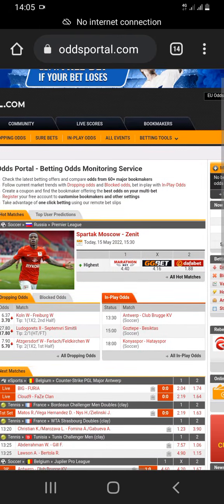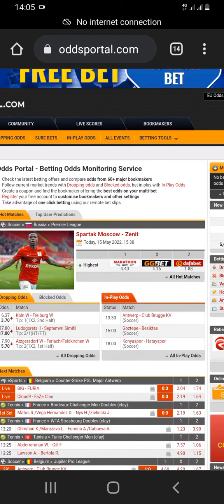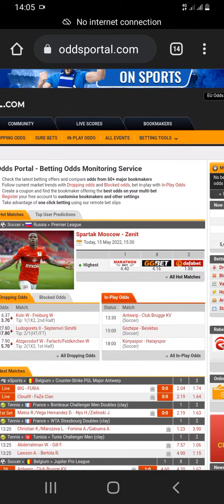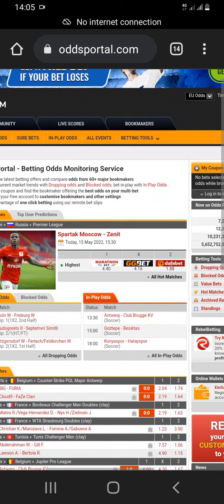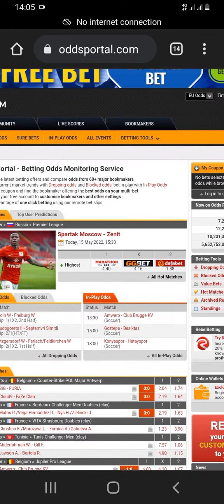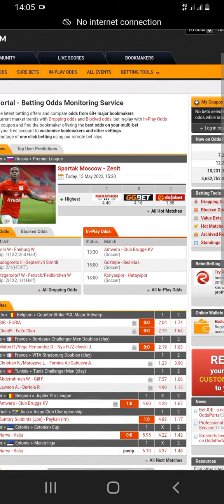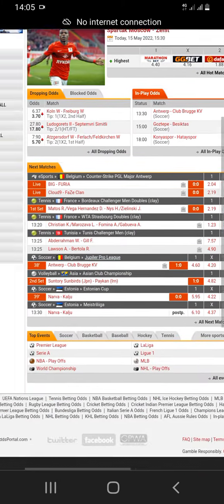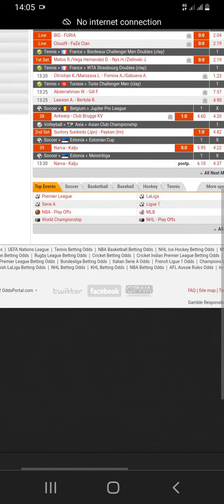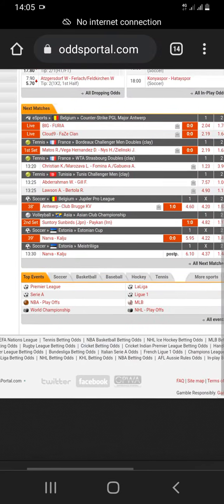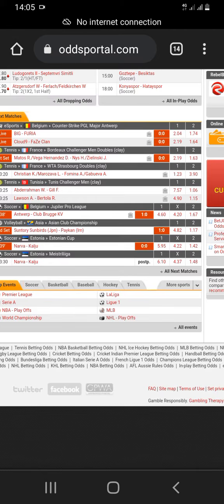If you look up here, you will see this. This is their banker for the day: Spartak Moscow, Zenit St. Petersburg. You can see what the odds look like. This is an arbitrage bet today. So they have 4.4 for home, and 4.16 for draw, and 1.88 for away. You understand? So this is an arbitrage bet. They've already outlined that as their number one bet for the day.